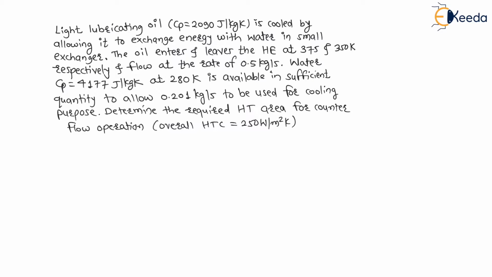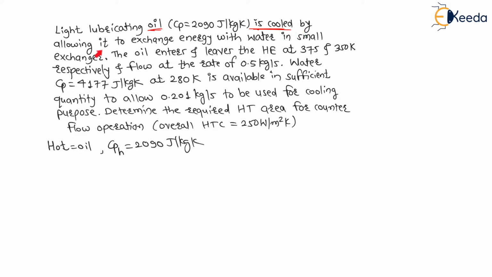The question is: light lubricating oil, specific heat of oil is given, is cooled. Now my dear students, let us understand the statement. This oil is cooled means initially this oil is hot, therefore here the hot fluid is oil. Therefore all the properties of oil will be for hot fluid. Therefore this Cp is for hot fluid. Therefore specific heat of hot fluid is given 2090 joule per kg Kelvin.